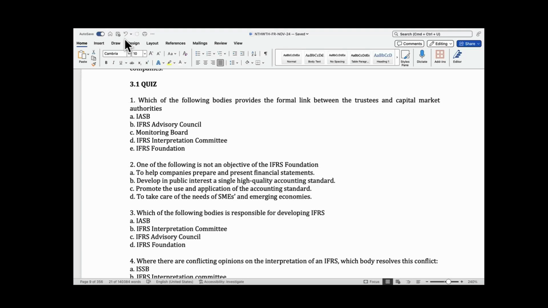To help companies prepare and present financial statements. Yeah, that's correct. That's the answer. The IFRS Foundation doesn't help companies prepare and present financial statements. So that's correct. So number 3, which of the following bodies is responsible for developing IFRS?